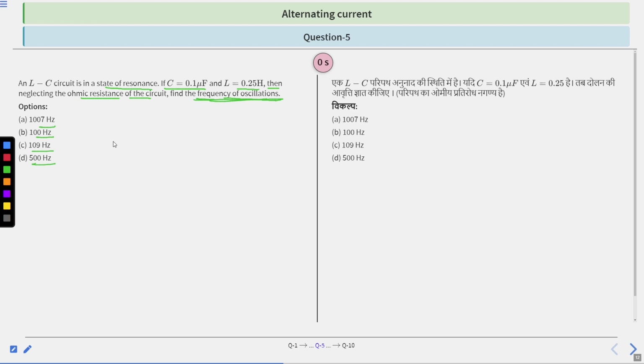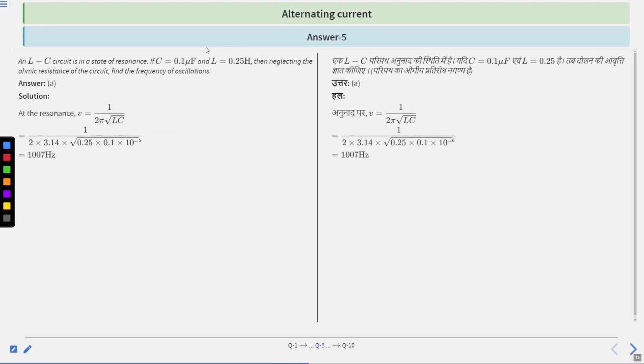Let's find the solution. So, an LC circuit in a state of resonance, C equal to 0.1 microfarad and L equal to this, neglecting the ohmic resistance of the circuit. Now find the frequency of oscillation. We know at resonance, nu equals 1 upon 2 pi under root LC.